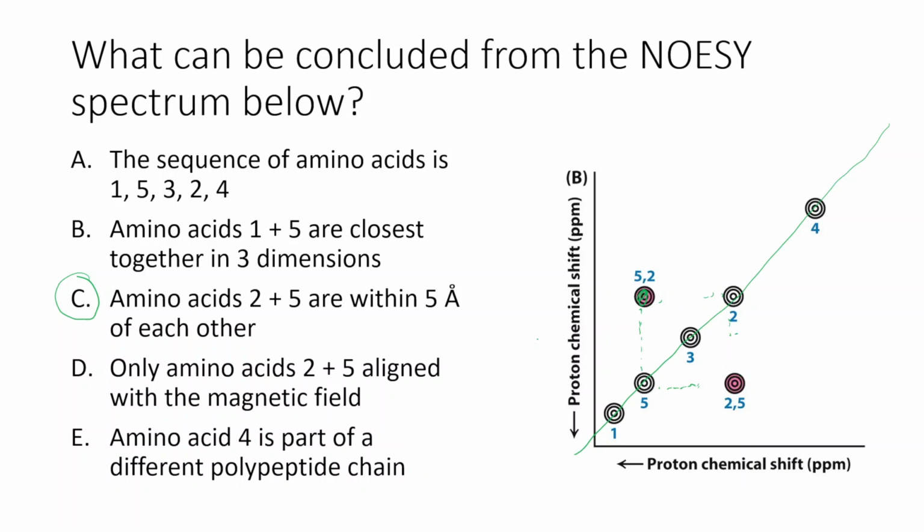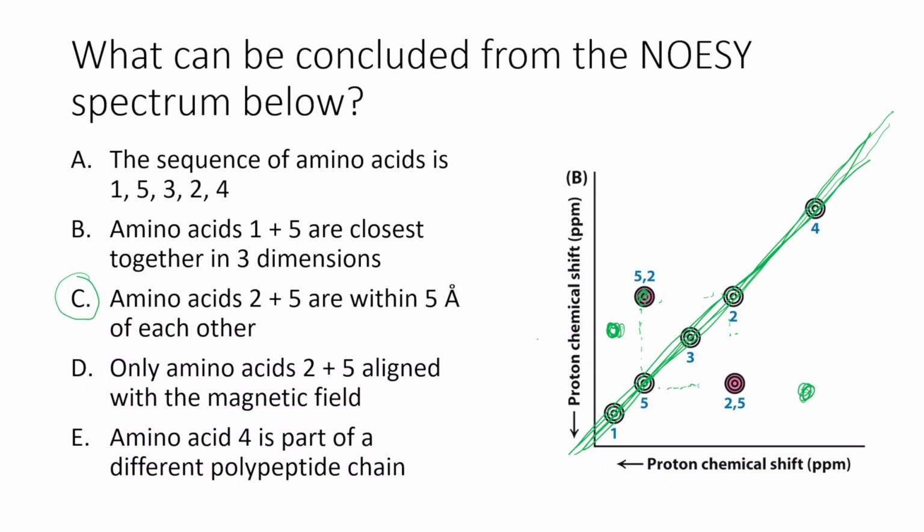What's a good way for me to put this? All of the ones along the diagonal are all of your possible protons that are on the amino acids in your protein. You'll only get the pink spots that are off the diagonal if there is a closeness in space between 2 protons. So you don't see a dot here because 1 and 3 are not close to each other, and you don't see a dot here because 5 and 4 are not close enough to each other.